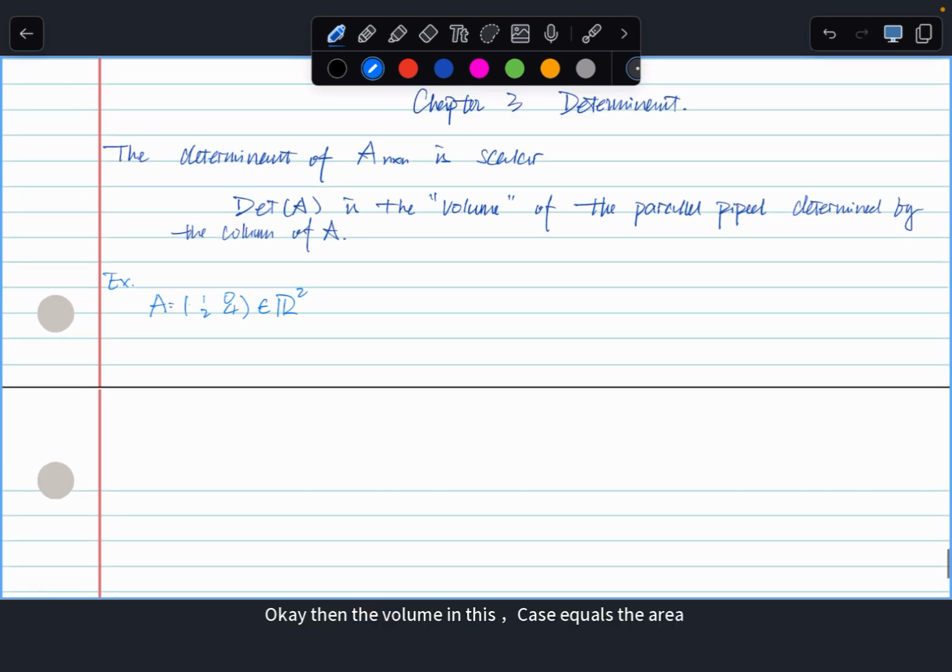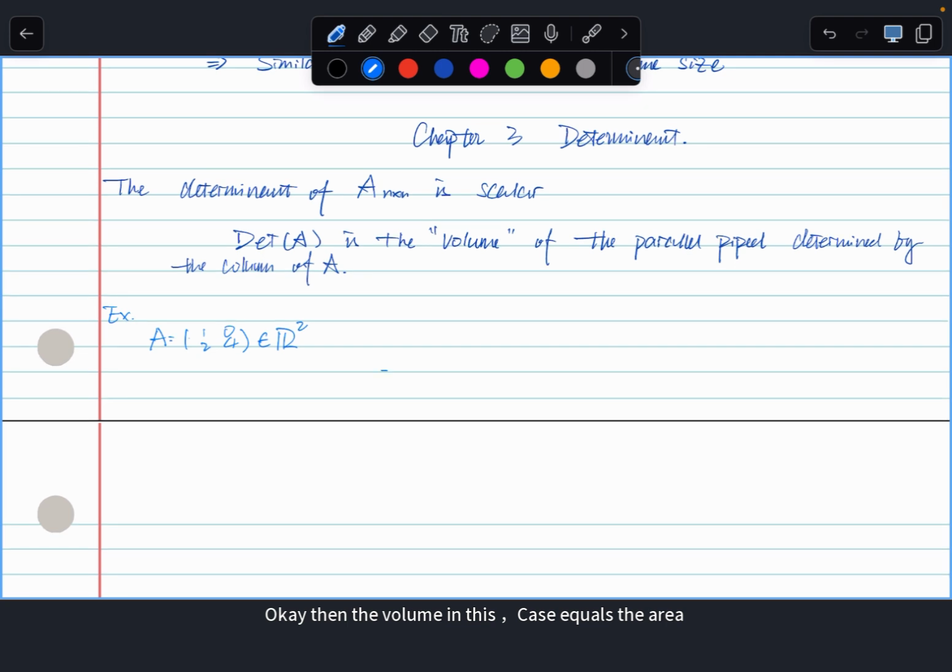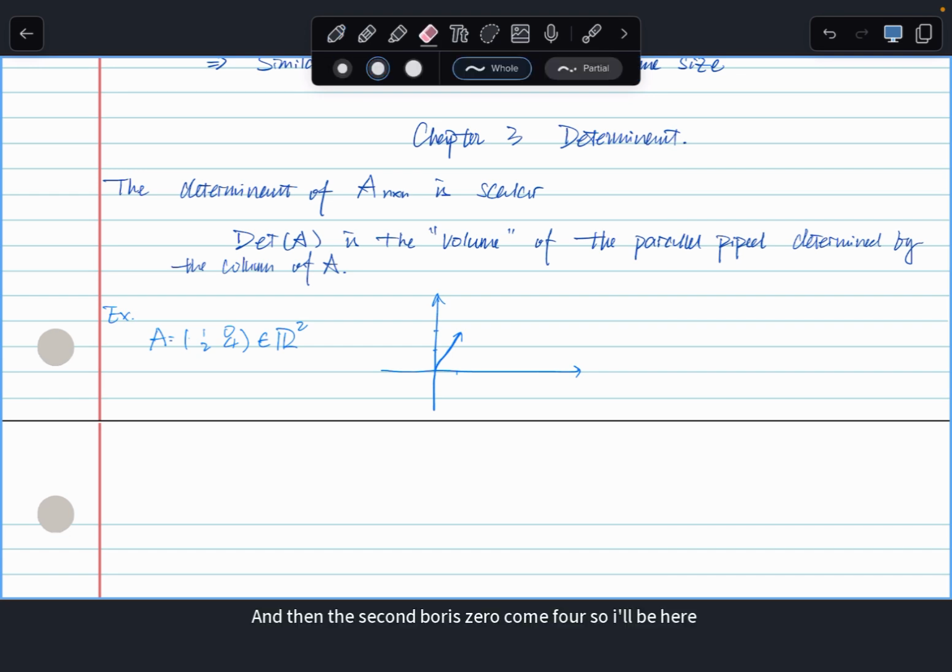Okay, then the volume in this case equals the area. So I will have the x and y axis, and the first column is 1, 2. So we'll draw that vector. It's right here. And then the second vector is 0, 4. So it's over here.